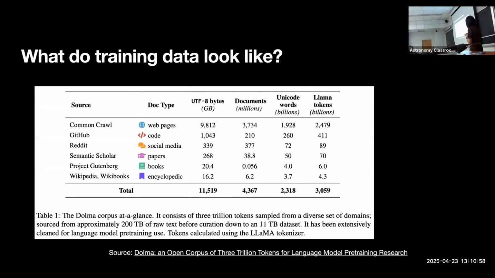So the training data looks like this. This is a screenshot from the Dolma paper, which was used to train the AI2 OLMo models. And you can see how many billions of tokens there are and the type of data there is. So there's text, Semantic Scholar, there's Wikipedia, and there's code.